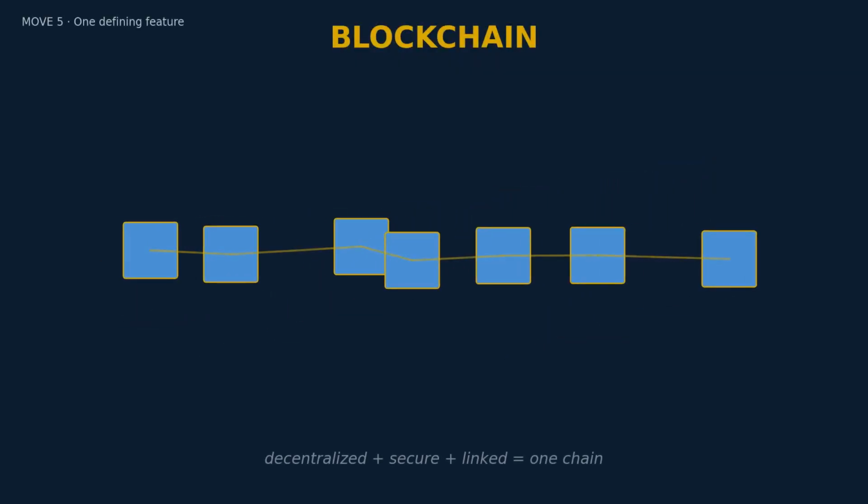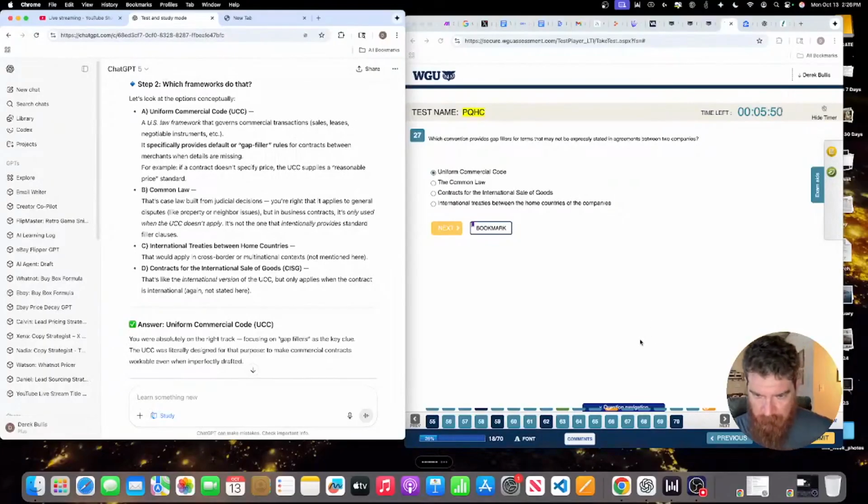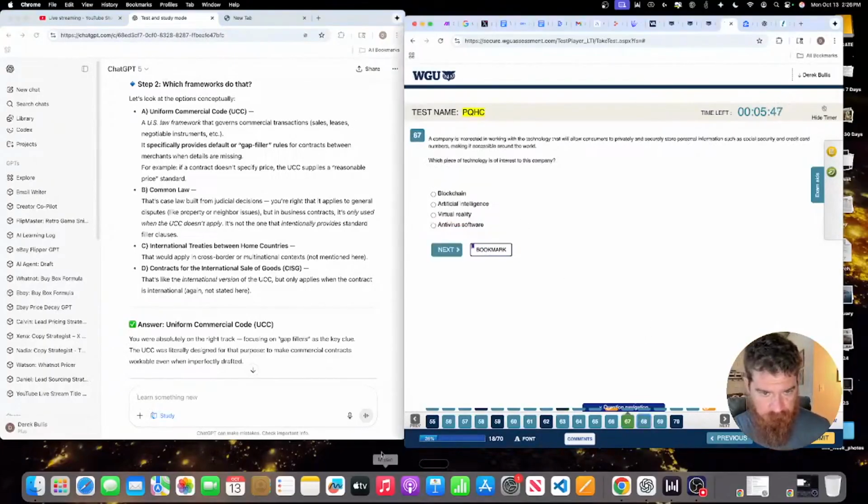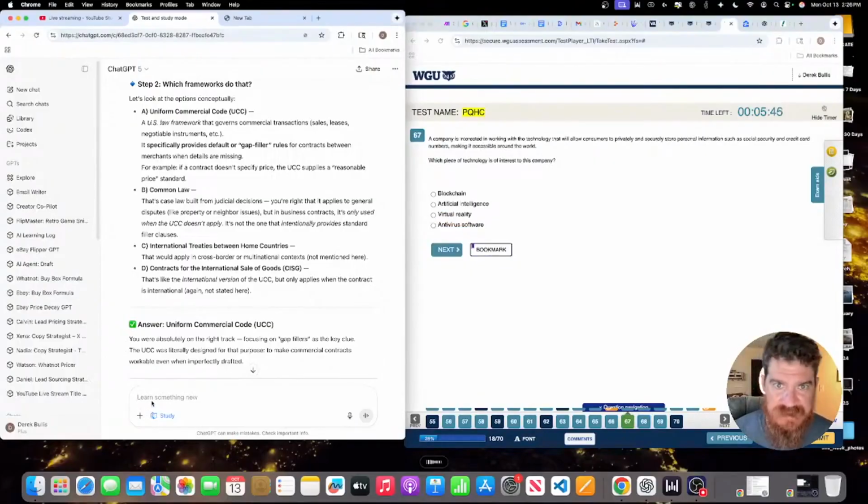Okay. Then you have secure, global, decentralized data storage. One buzzword fits. Or frameworks. Question 67. A company is interested in working with the technology that will allow consumers to privately and securely store personal information such as social security and credit card numbers, making it accessible around the world. Which piece of technology is of interest to this company?